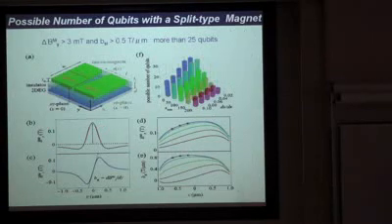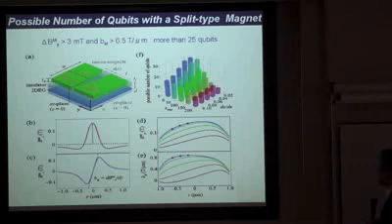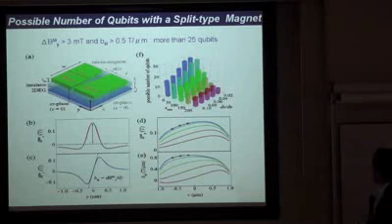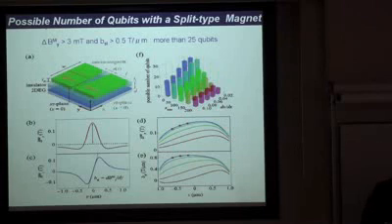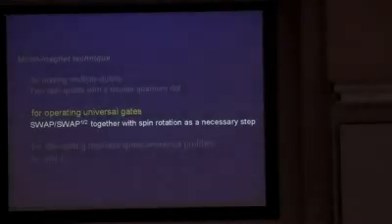Okay, now if we extend this split-type micromagnet technique of making multiple qubits, which is implemented just by making multiple quantum dots aligned in a row, we expect that we can obtain more than 25 qubits, in principle, without any technical difficulty. In principle. Okay, we have not yet done it.